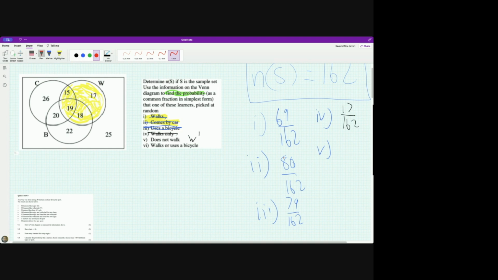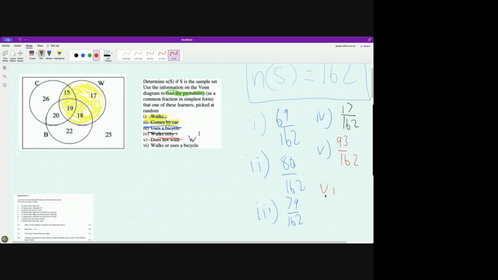26 plus 20 plus 22 plus 25. I get 93 people do not walk to school. And so the probability of getting one of those people is going to be 93 out of 162. If they ask for decimals or percentage, follow the question. But for now, I'm not going to go into anything extra. Okay, last one for the warm-up.